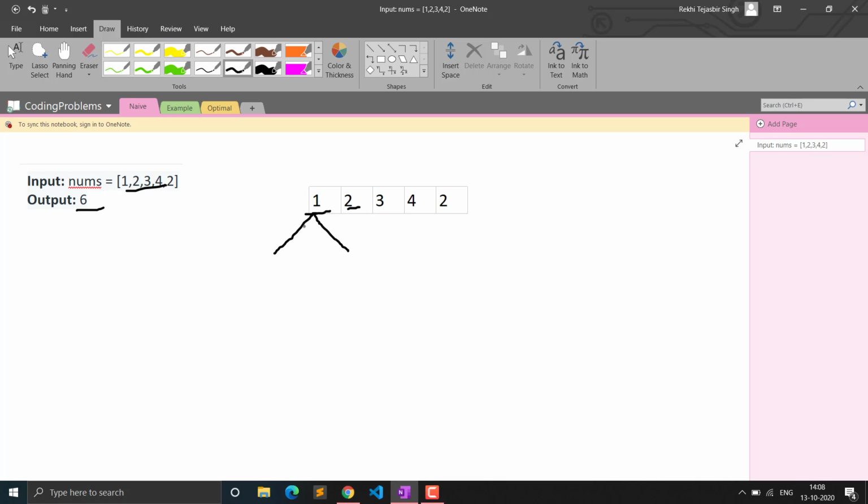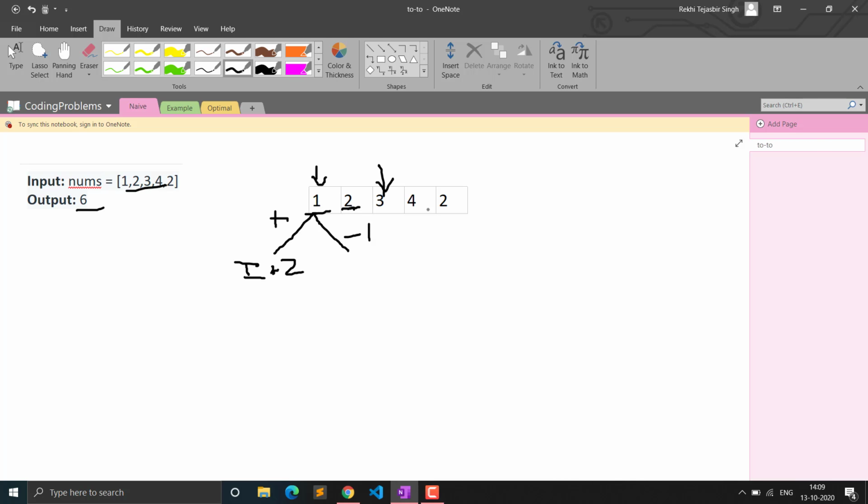If you rob this house, then you cannot rob the next house. So if you have robbed this house, it will be plus. If you have not robbed, it will be minus 1. So if you rob this house, our I is at this index, so the starting index of the array will not be the I+1 index, because we have robbed the first house, so we cannot rob the second or the adjacent house. So it will be passed as I+2, which will be 3. So here our I will be passed as I+2.